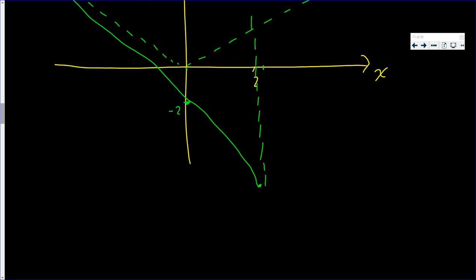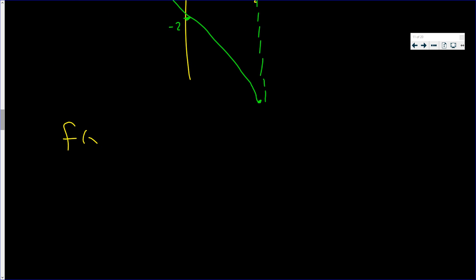This one will not be a rational function. Suppose f of x is equal to x over the square root of x squared plus 2.